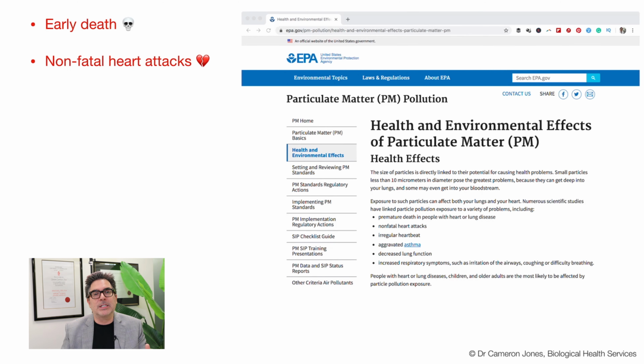Non-fatal heart attacks. So there is great evidence showing that exposure to particulate matter puts a huge stress on your cardiovascular system. It can be connected with irregular heartbeat. And the worsening of asthma, this is something that we talk about a lot on this show.